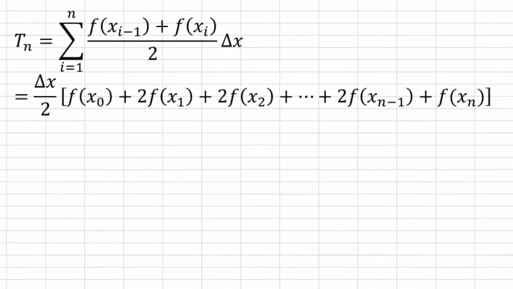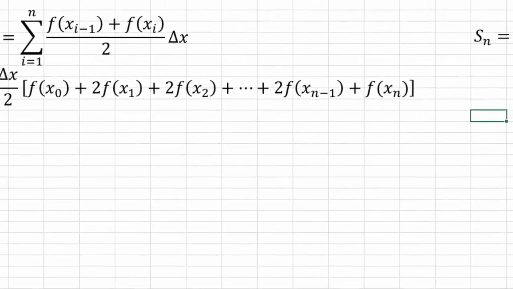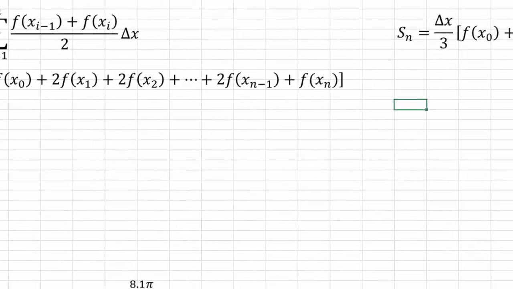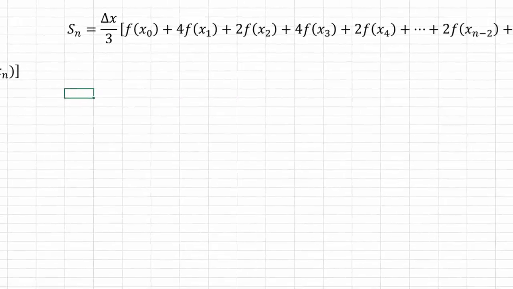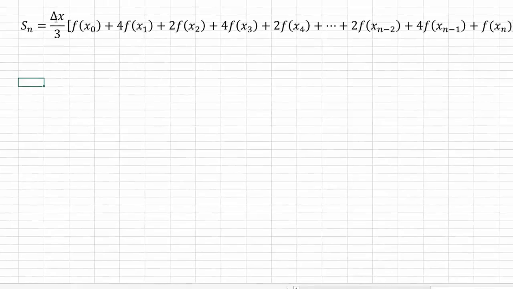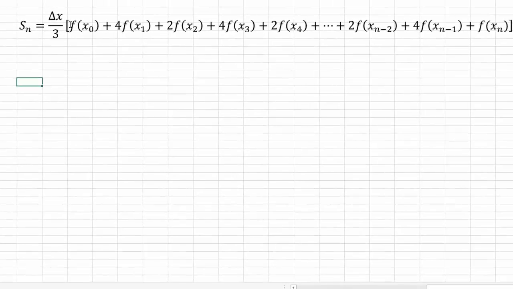But then the trapezoid rule has f of x sub 0 plus 2 of everything else all the way till the end, which is just 1 of f of x sub n. Whereas Simpson's Rule is kind of like that, except it's over 3. And the first and last still have coefficients of 1, but then there's an alternation of 4 and 2. So 4, 2, 4, 2, 4, 2, and so on and so forth, all the way until it ends with a 4 and then the 1 at the very end. To use Simpson's Rule, n must be even.